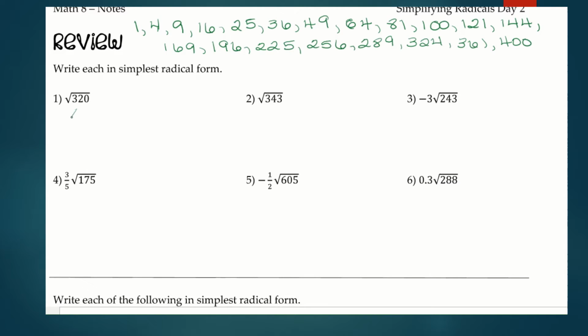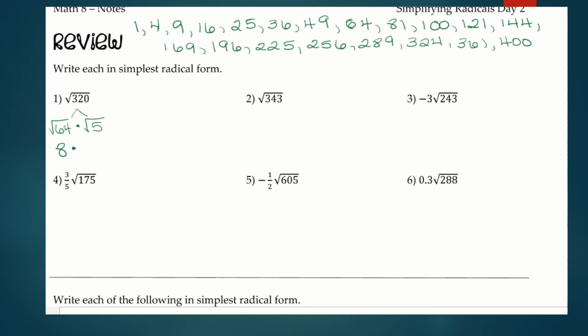Now 64 is a perfect square. Remember, we're going to break this into a multiplication problem. So the square root of 320 is the same thing as saying the square root of 64 times the square root of 5. Okay? So now let's look at this and we'll say, what is the square root of 64? Well, the square root of 64 is 8. 64 is a perfect square. 8 times 8 gives us 64.